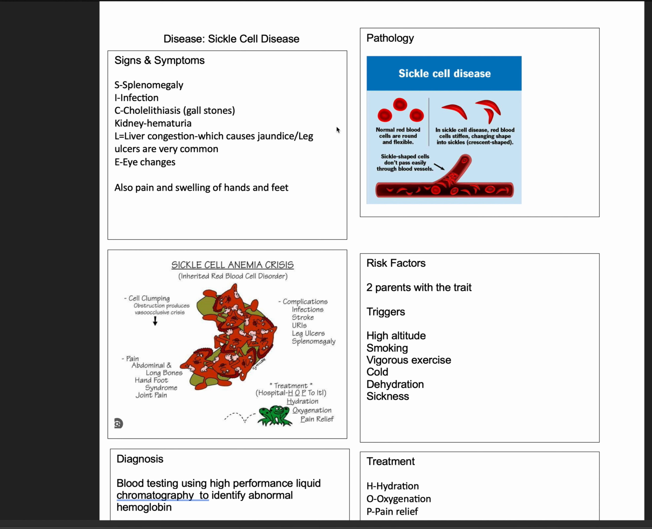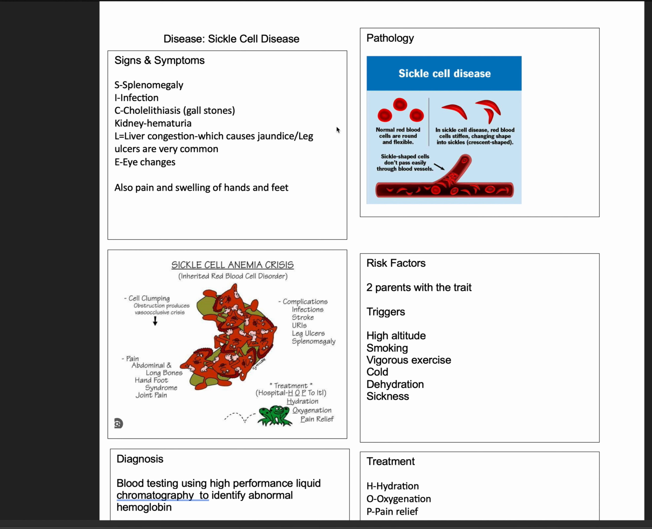So with signs and symptoms, the next one is infection. You can remember the mnemonic SICKLE, so that's what I'm following. They can develop cholelithiasis, and that means gallstones. And they can have hematuria, okay, from the kidney, which means that these sickle cells could be clogging up the kidney. And then L is for liver congestion, which can cause jaundice.